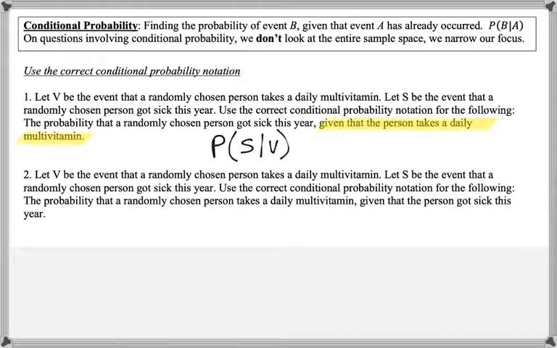Number 2 is the same two events, except now it says find the probability that a randomly chosen person takes a daily multivitamin given that the person got sick this year. So this is the exact reverse, because we know that the person got sick and we are asked the probability that the person takes a vitamin.